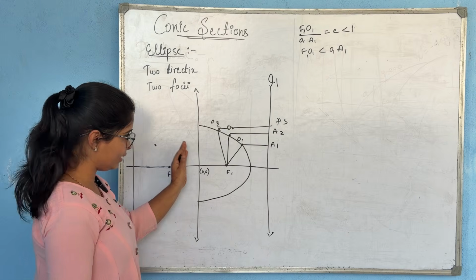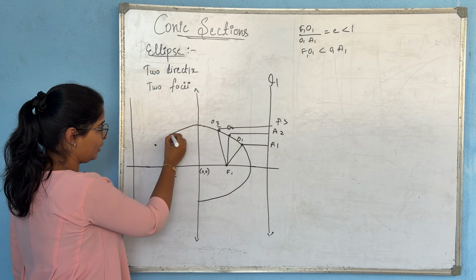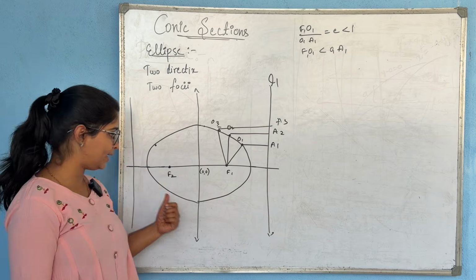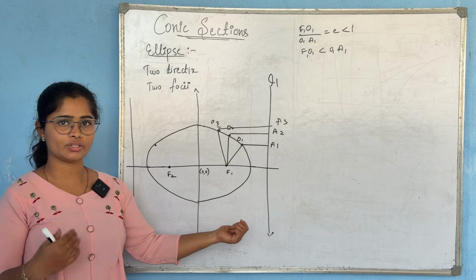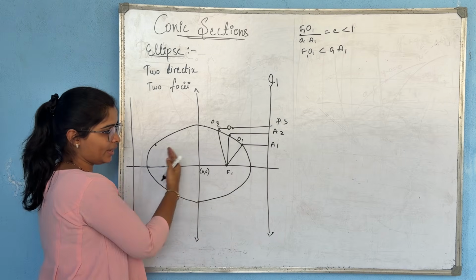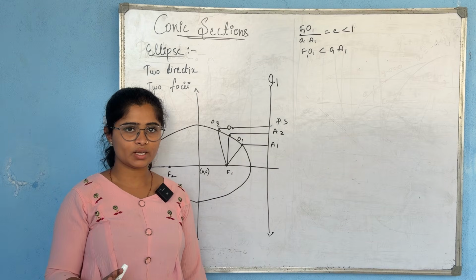And since it is symmetrical towards the x axis and y axis, we will be having two foci and two directrix. The reason behind having two foci and two directrix for this ellipse is very simple. Since the ellipse is symmetrical about x axis and y axis, we will have two foci and two directrix. So, that is how simple it is.